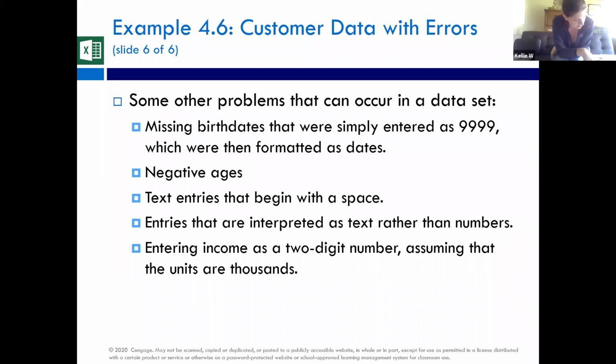For the 9,999s, that means that they didn't have that information. So we have to decide if we can keep those values or not, or if we want to drop that information from our data set. So for those, you have to figure out what you want to do.